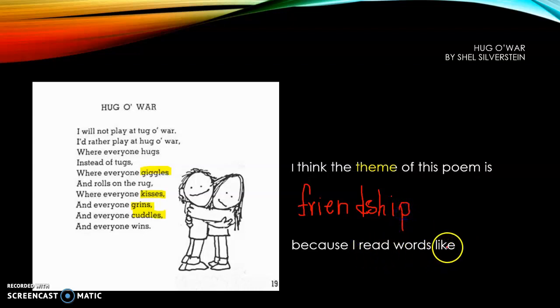Because I read words like the words I highlighted: giggle, kisses, grins, and cuddles. Your word might be different. Everyone doesn't have to agree. Themes are not necessarily agreed upon all the time, or they can be similar words, but they don't have to be the exact word. You might think love. You might think of a different word, and that's okay. That's why you can come up with several different words.